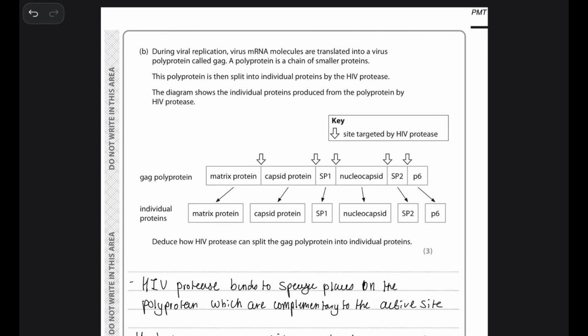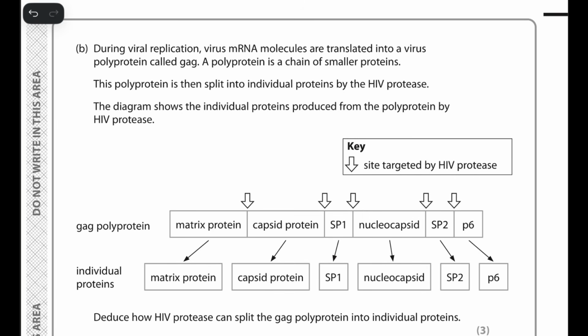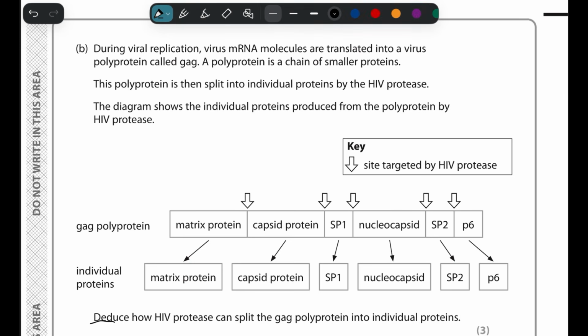Okay, so we get a bit more information saying that during viral replication, the viral mRNA is translated into a virus polyprotein called GAG. Cool. And then we're saying that GAG is split by HIV protease, and you have a diagram here. So the question is, deduce how HIV protease can split the GAG polyprotein into individual proteins. When I see a deduce question, I'm thinking, okay, I need to use information and use that to get to a conclusion.